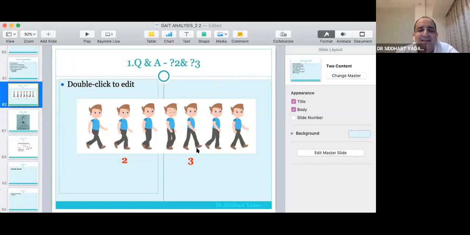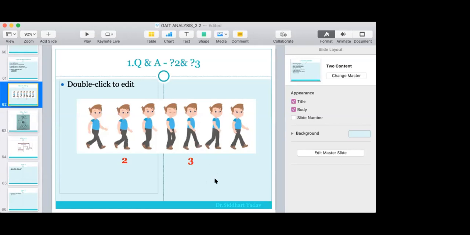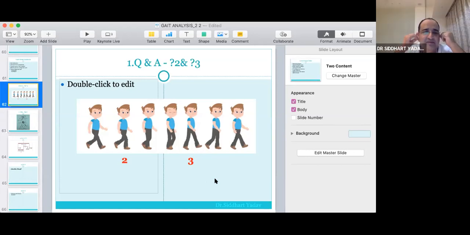So here is a heel touch. And this is? Toe off. Toe off, yes, correct. Okay. And so we have done, what is this now?